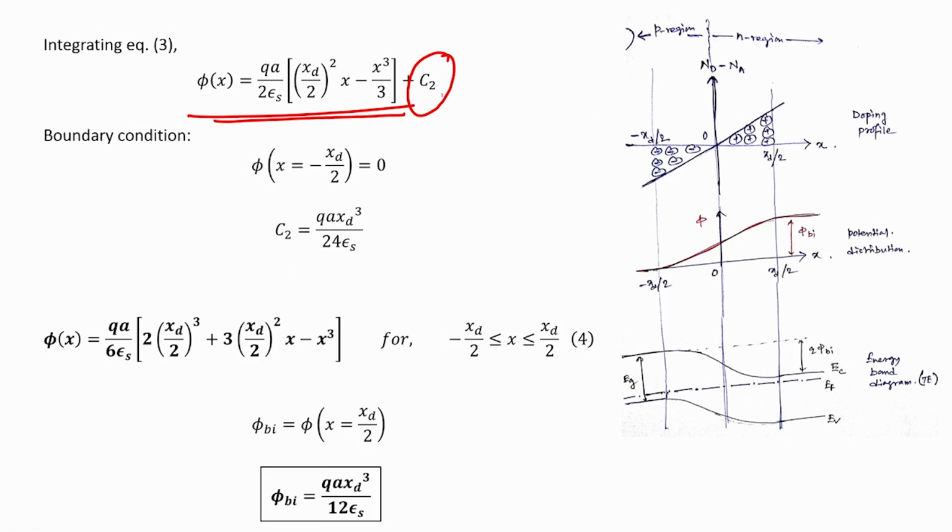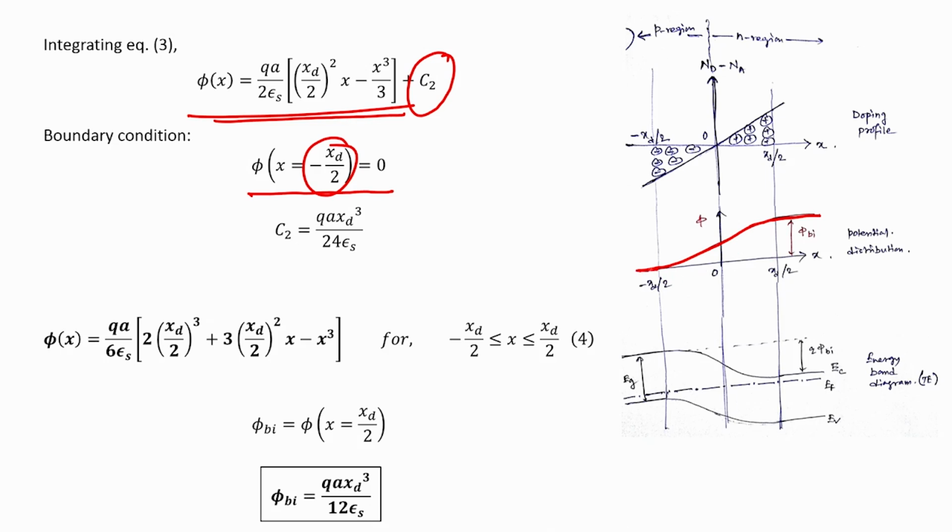So now we have to find out this integration constant C2 under the boundary condition that the potential is 0 at x equal to minus xd by 2, that is a reference level. So just look into the diagram of the potential distribution along with the doping profile. If we match the potential distribution profile, it will look like this. This is a non-linear, cubical expression you have. So this is the potential profile.